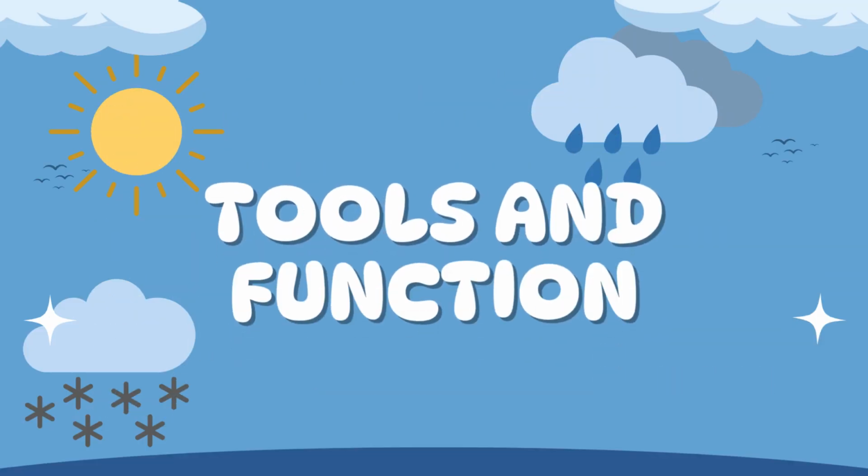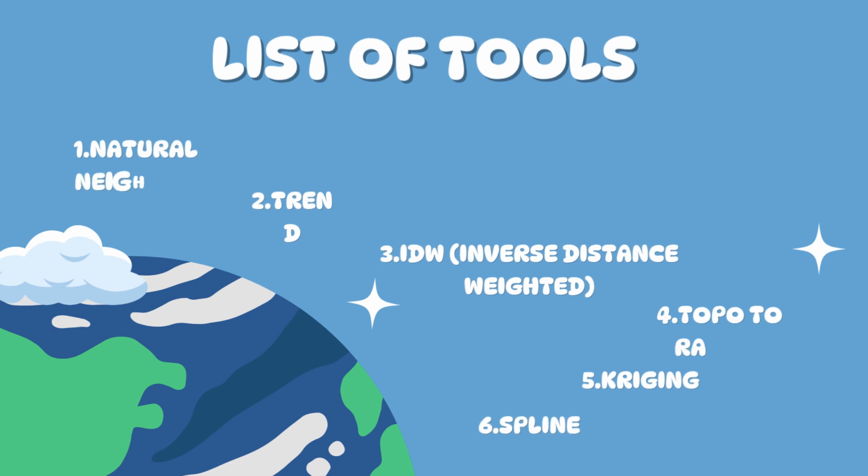Tools and function. There are several interpolation tools commonly used in GIS. These include natural neighbor, trend, IDW, or inverse distance weighted, topo to raster, kriging, and spline. Each tool uses different methods to estimate unknown values and create continuous surfaces from sample data. Application and purpose.